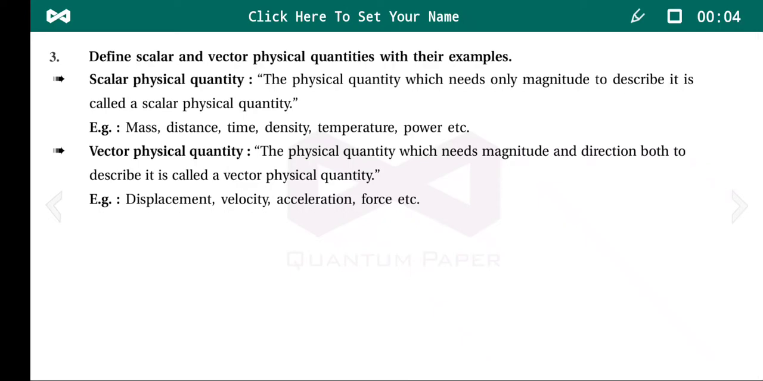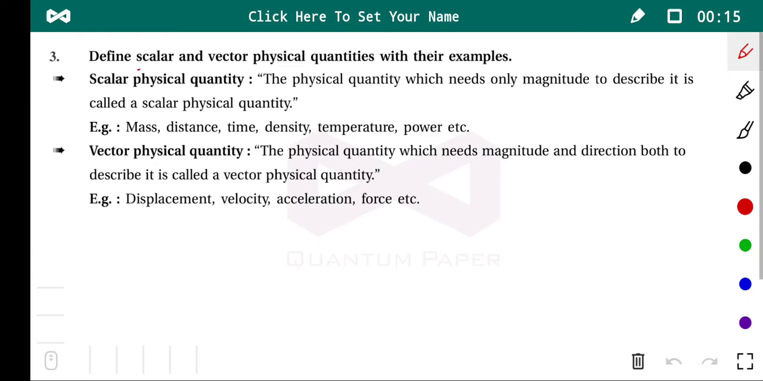આજે આપણે 11 ફિઝિક્સ ચેપ્ટર નંબર 4 લેક્ચર નંબર 2 પર આવીએ. લેક્ચર નંબર 2માં define the scalar and a vector physical quantity with their examples. હવે ફિઝિકલ ક્વોન્ટિટીઝ જે છે they are described in a two way or classified in a two way.